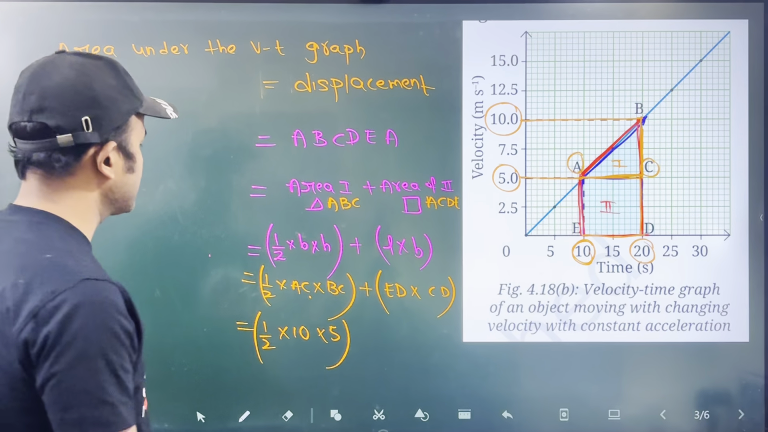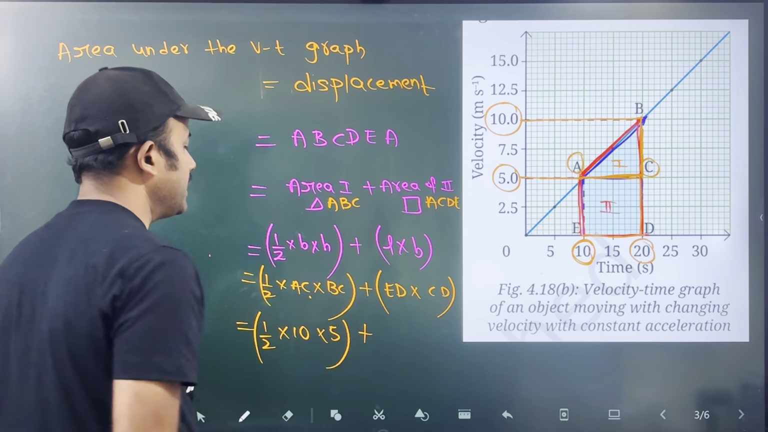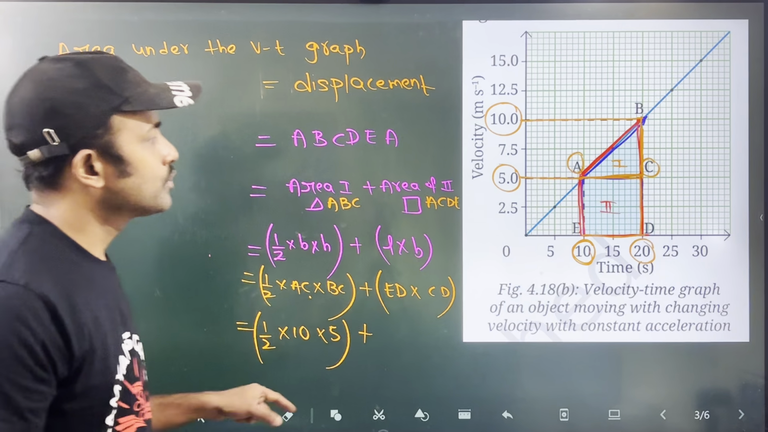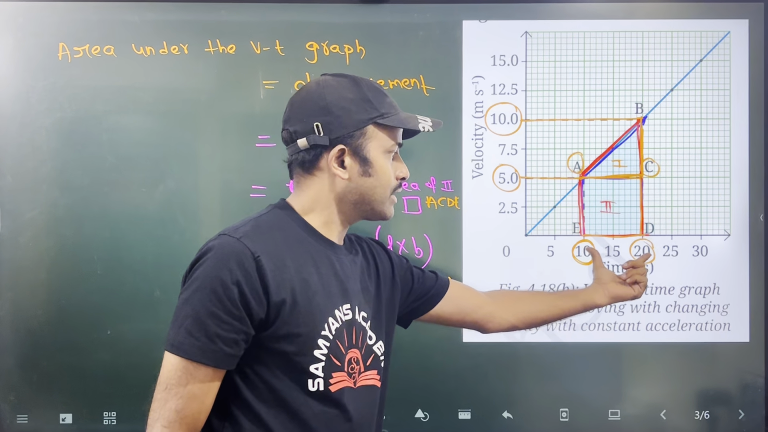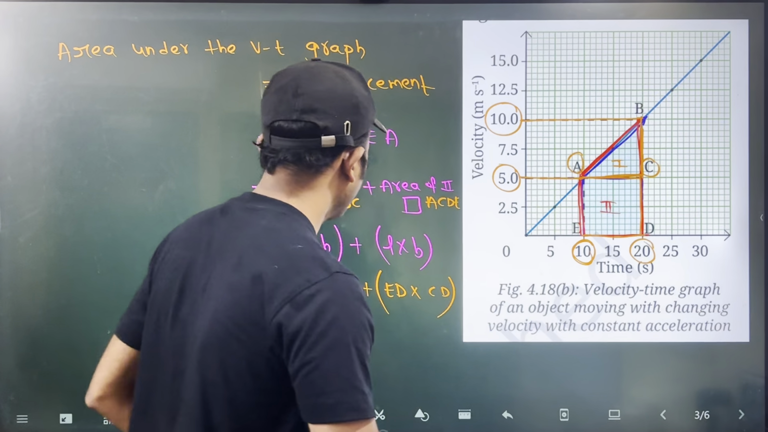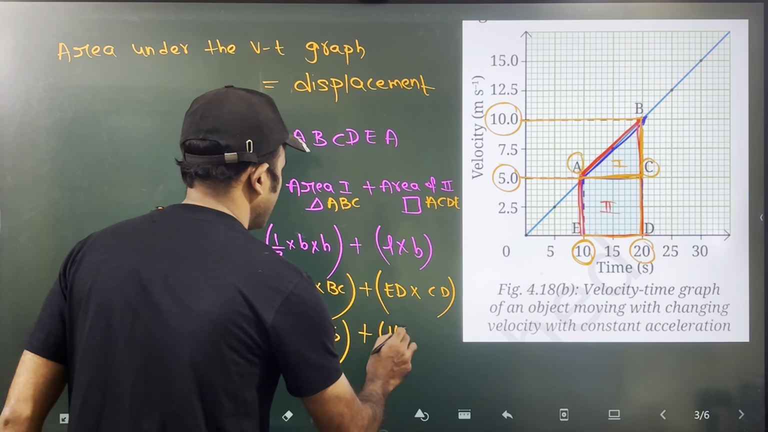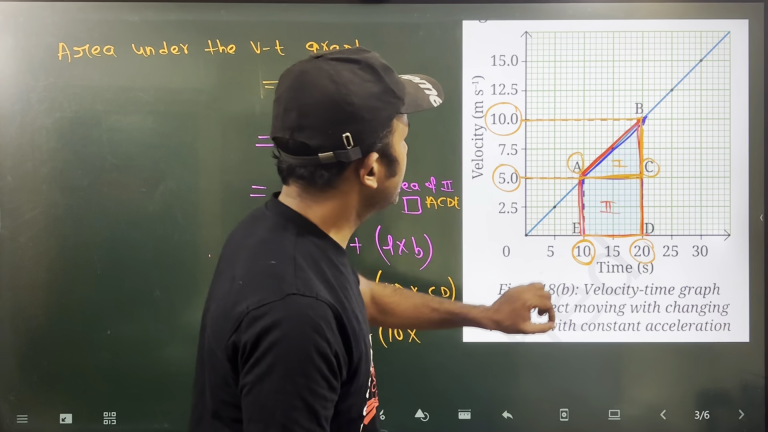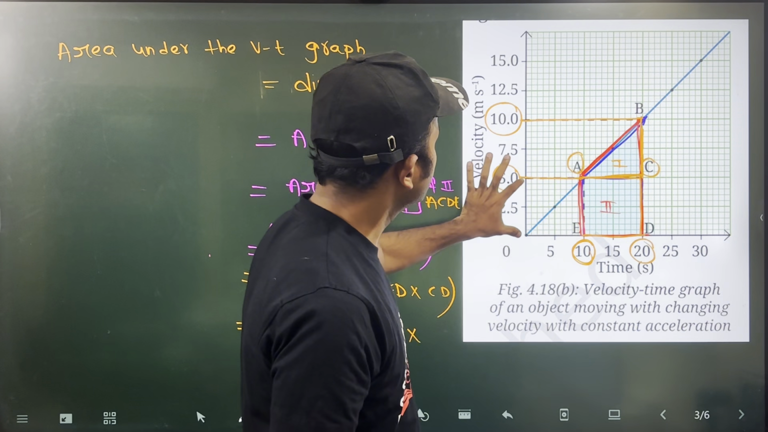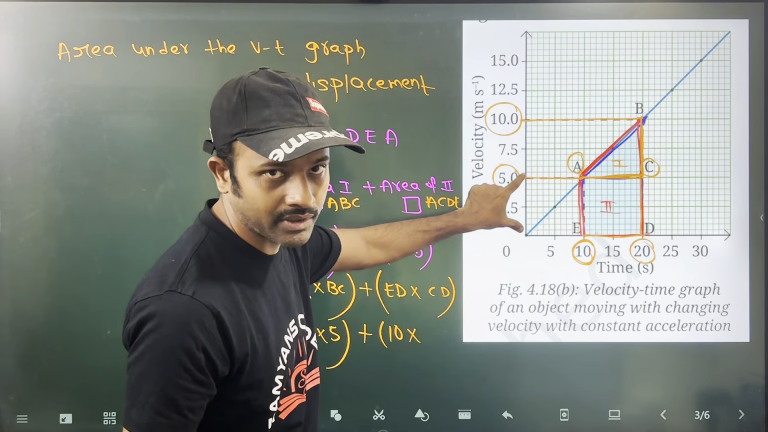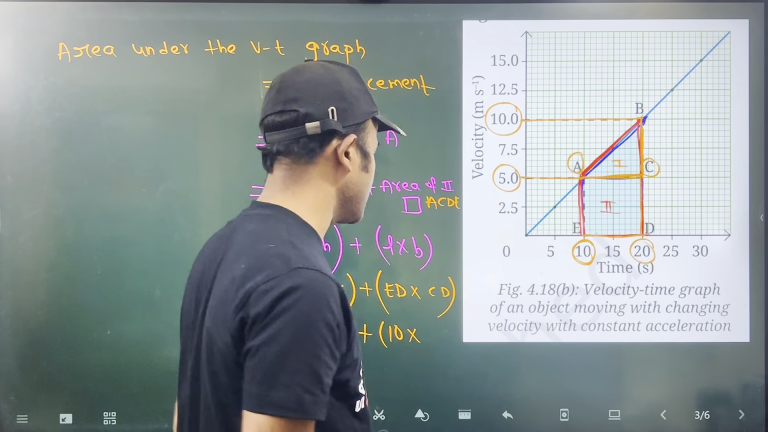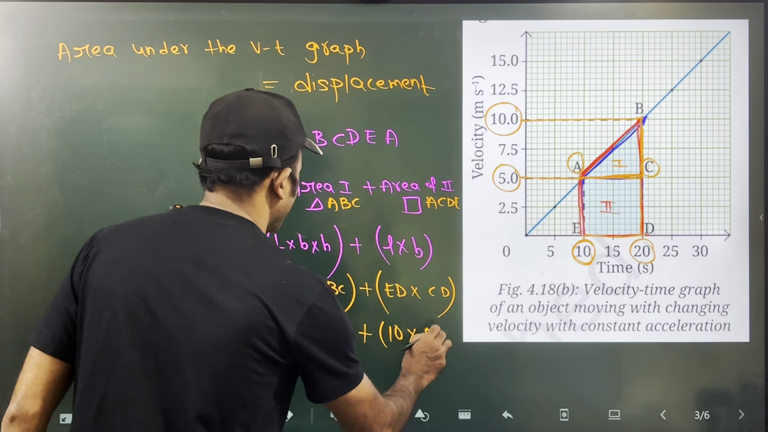Plus ED into CD. ED is the gap between 10 second and 20 second, so that gives you 20 minus 10, that is 10. What is CD? CD is the gap between 0 and 5. CD is the length for the 5 meter per second. So we can take here 5.